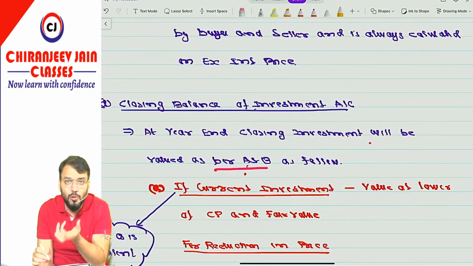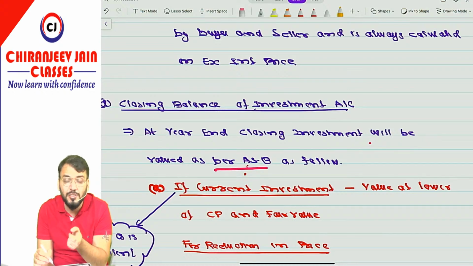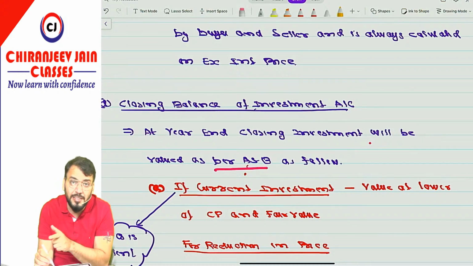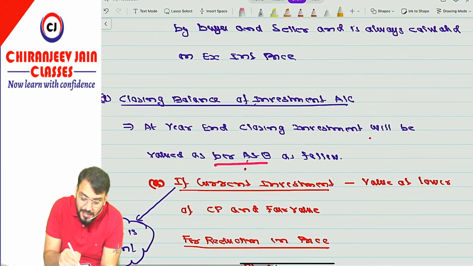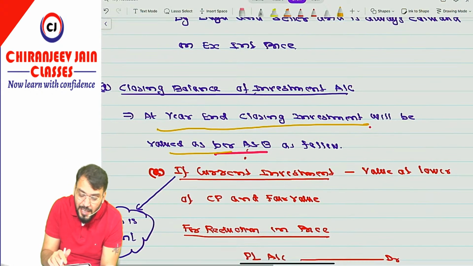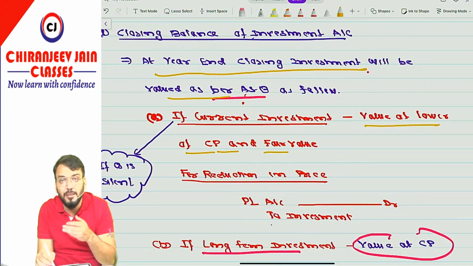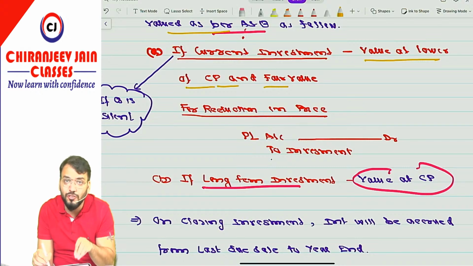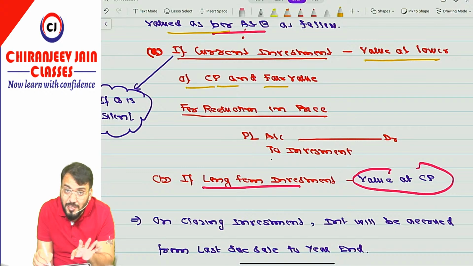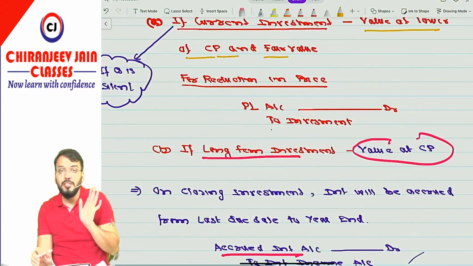Then at the end, whatever closing investment, it needs measurement. It can be current investment, it can be long term investment. If current investment, we should compare cost price with the fair value, means market price, and if the market price is less than cost price, there is some reduction in the value. That reduction in the value will be charged to profit and loss account. So at year end, the closing investment will be valued as per AS 13 as follows. If current investment, then value at lower of cost price and fair value. For reduction in the price we will pass one journal entry: PL account debit to investment. If long term investment, it is valued at cost price. But if the question is silent, always assume that investments are current investments. Got this point? Have you understood this much?